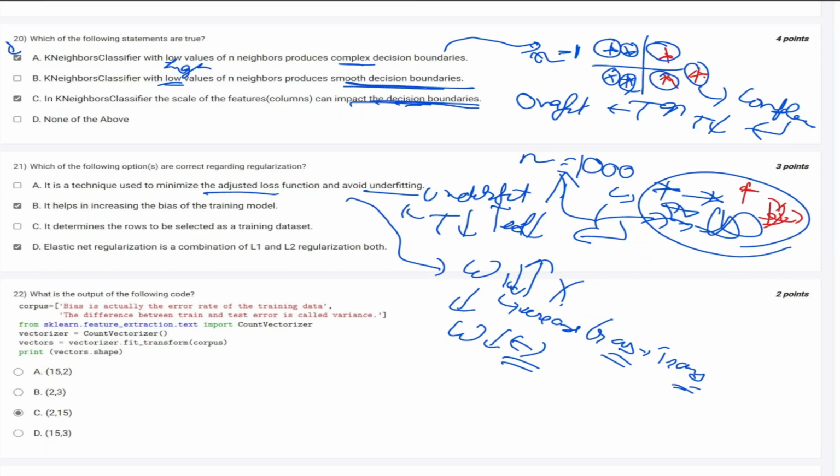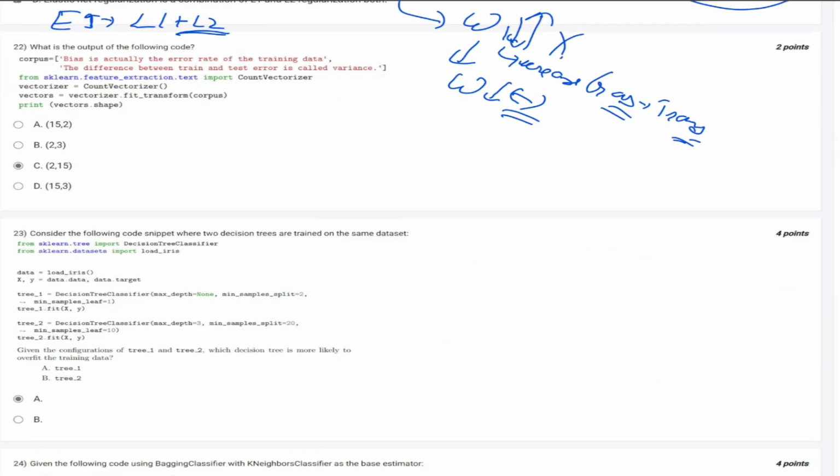Okay, it determines the rows to be selected as training. That's totally wrong. Regularization doesn't do that. Elastic net is a combination of L1 plus L2. There is a formula for that. Look into that particular thing and you will understand what I mean. Okay, question number 22 we will see later on.